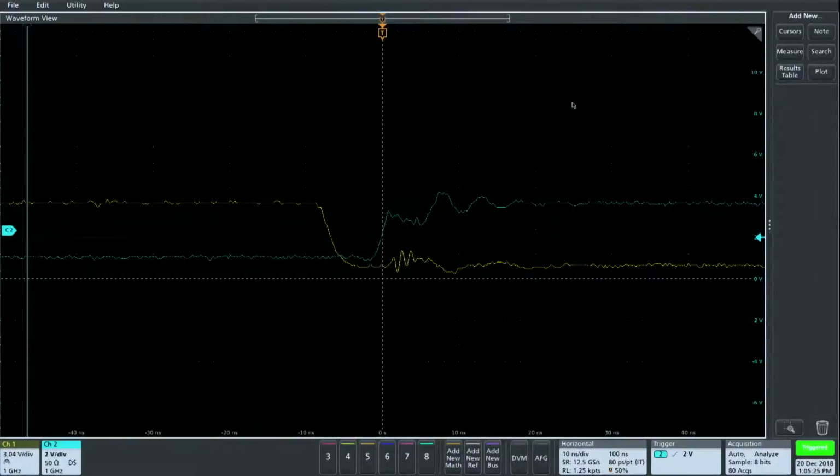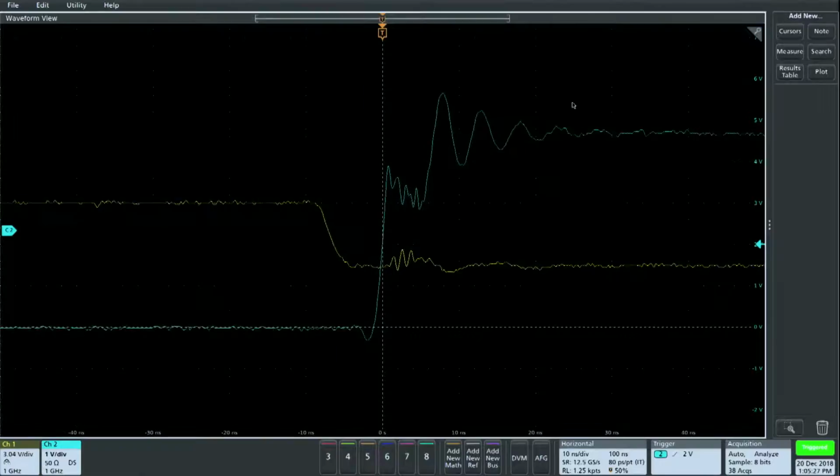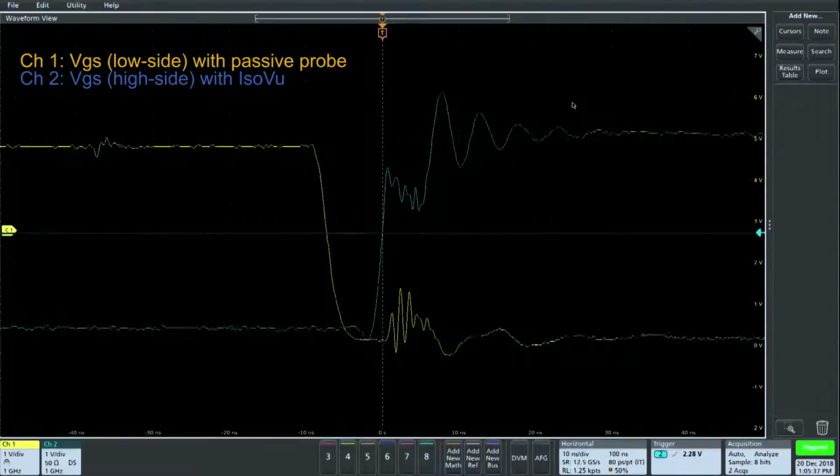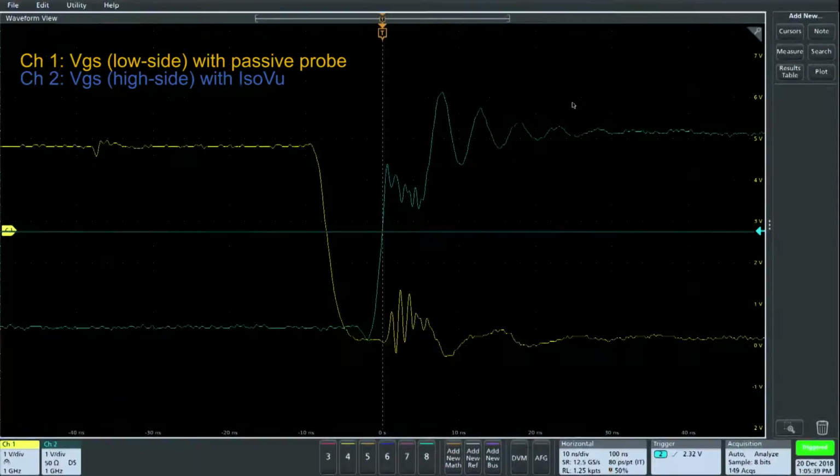I don't know if you can see this. Let's increase the scale on this so you can actually see the signal. I'll increase the scale on channel 2 as well, so we can actually fit the signal in. Oops, too big. All right, there we go. So now you can really start seeing the gate signal and see how beautiful that looks, right?